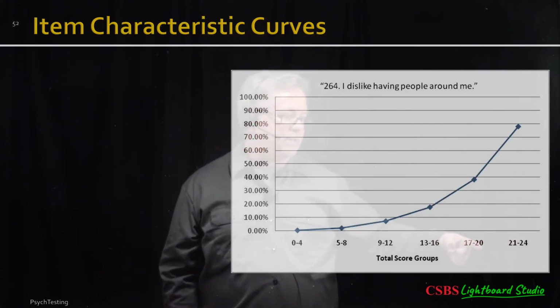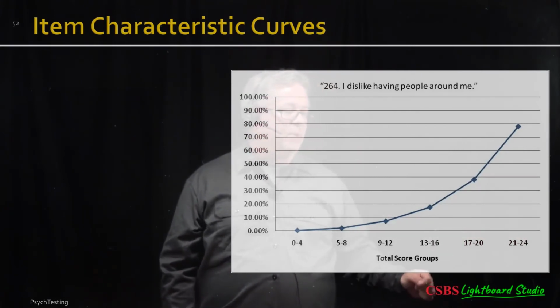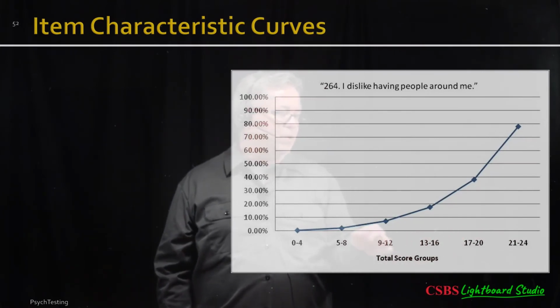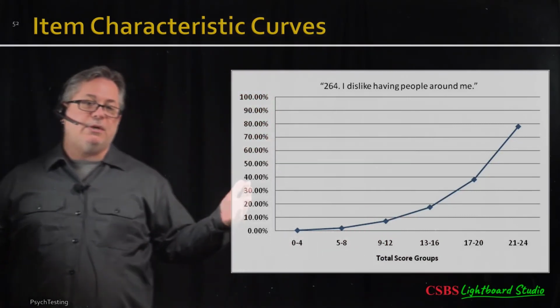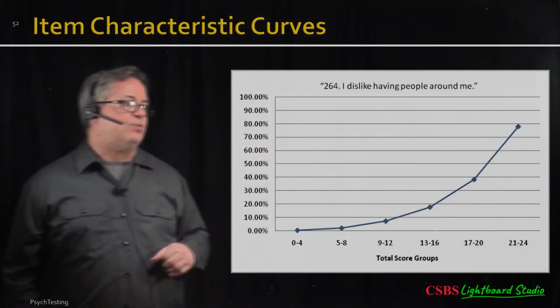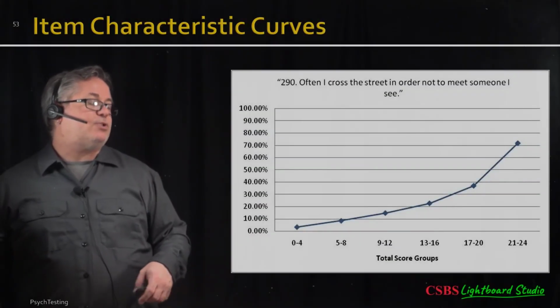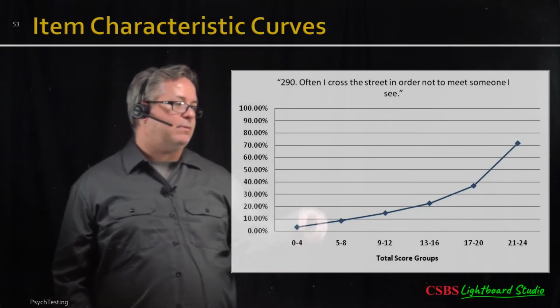Make sense? I can actually discriminate from this group to this group using this item, where the other items I can discriminate between like these groups and this group, you know what I mean? It depends on where the difficulty is, where I actually can do a good job of discriminating. This one just happens to be able to discriminate between the two highest groups pretty well. I often cross the street in order not to meet someone I see. Again, very difficult item.